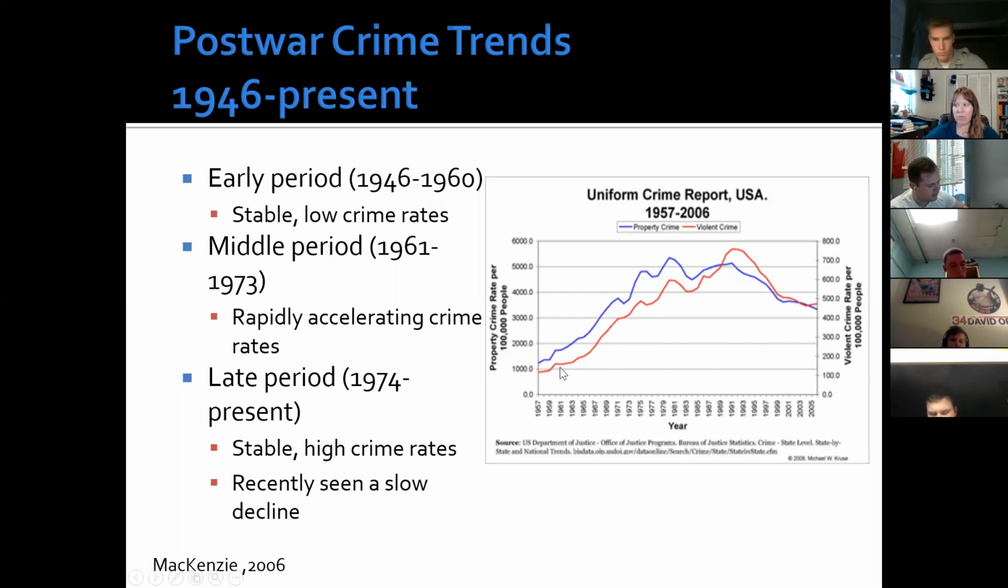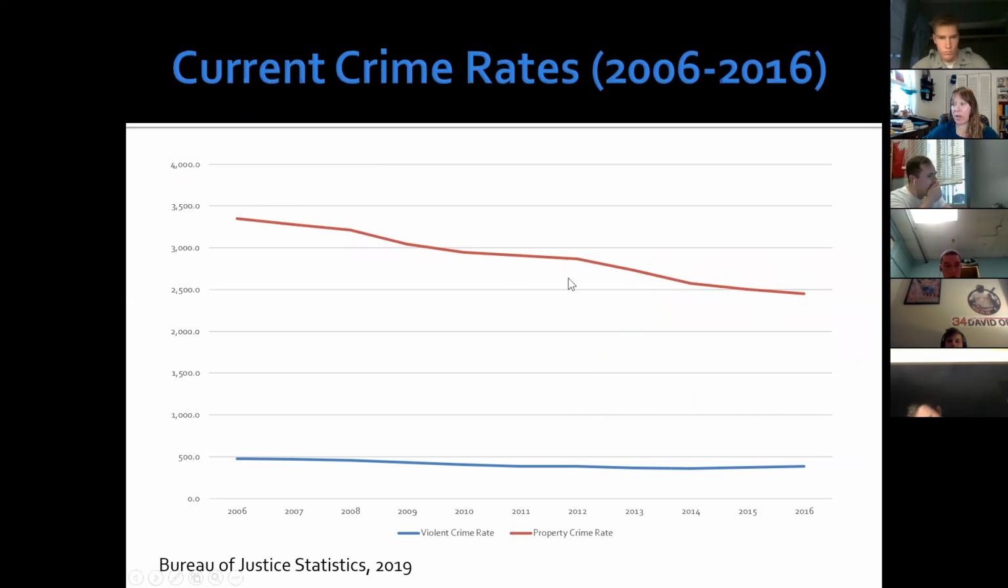The middle period was from the 60s to the 70s. That was rapidly accelerating crime rates that you can see right here. The late period, which is where we are now, we classify as stable high crime rates with a slow decline. Even though we see this drop right here, which we're going to talk about at the end of class, consider that when we're comparing it to the early period, it's pretty high. And then just to give it a little bit of context where we are today, you can see that slow decline that I was talking about.